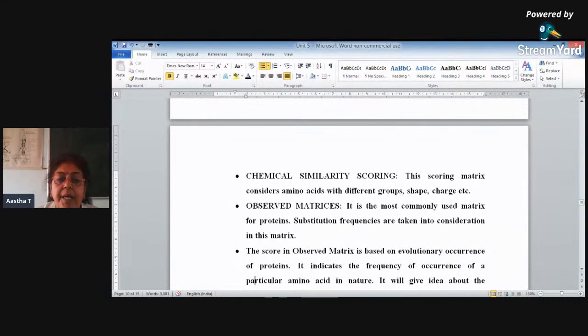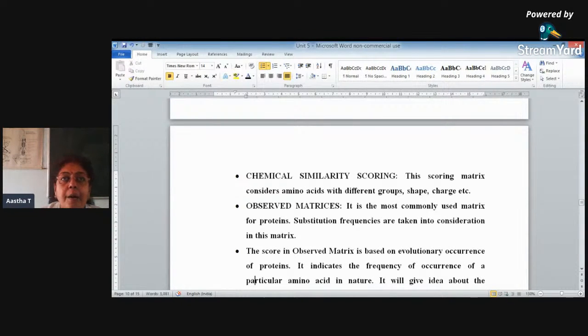Then chemical similarity scoring is also given. This scoring matrix consists of amino acids with different group shapes and charge. त्याच्यामध्ये मग chemical similarity scoring involved असेल. Observed matrices, it is the most commonly used matrix for proteins. Substitution frequencies are taken into consideration in this matrix. So here, which type of amino acid is substituted, how many times?